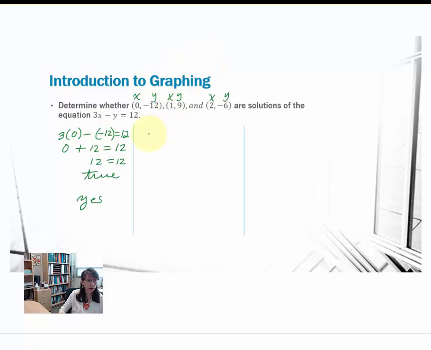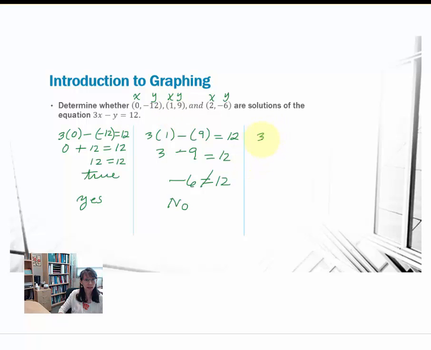Let's try the next ordered pair. 3 times X value of 1 minus Y value of 9. Does that equal 12? 3 times 1 is 3. Subtraction of 9 equals 12. Well, here on the left, 3 minus 9 would be -6. And that does not equal 12. So we know that the point 1, 9 is not a solution to the linear equation given. So that point would not be on the line.